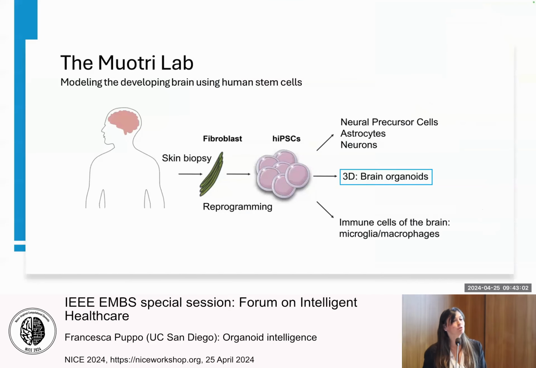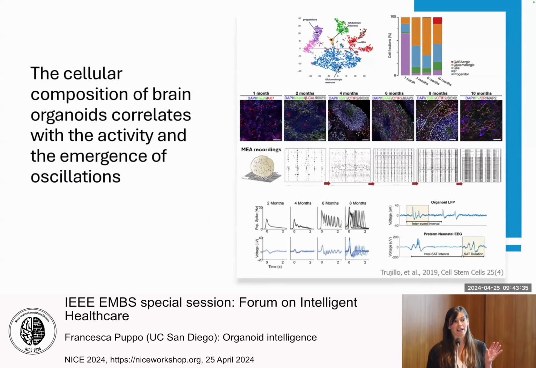Okay, in the Mutri Lab, we model the developing brain using human stem cells. And in the past 10 years, we have been using these 3D structures called brain organoids to study the mechanisms of the brain. Brain organoids are clusters of stem cells that differentiate into the major cell types of the brain, and they mimic very well the development of functions such as plasticity and activity of the brain. I just want to highlight a few features of these objects.